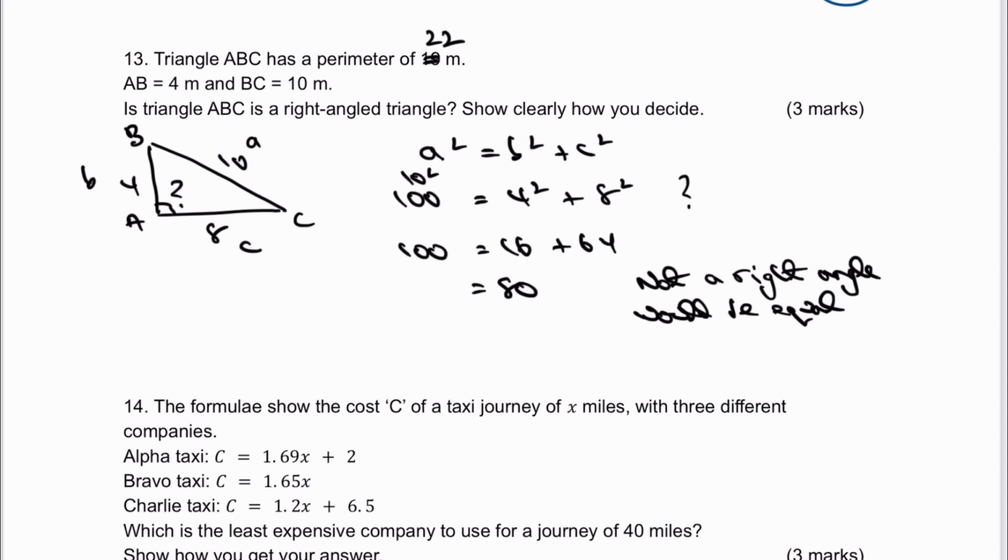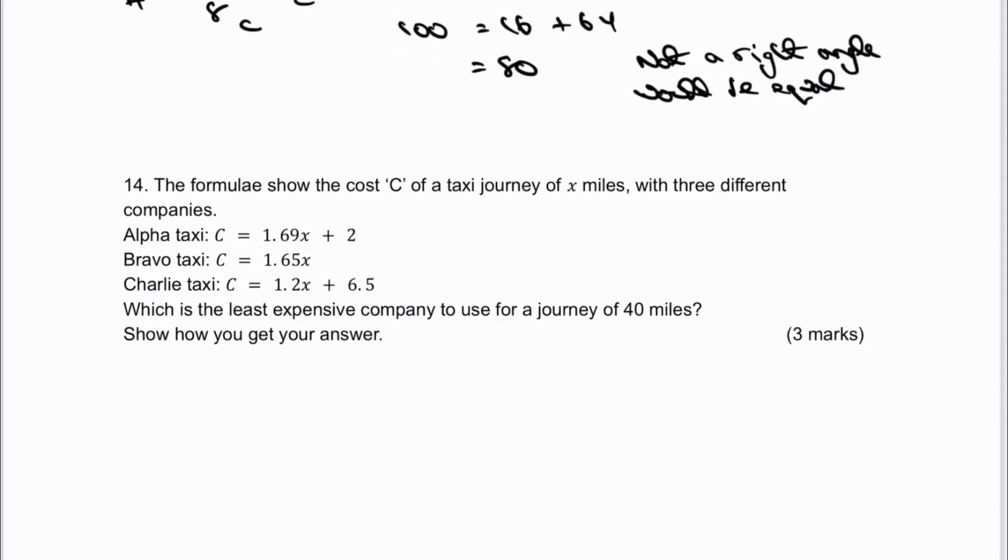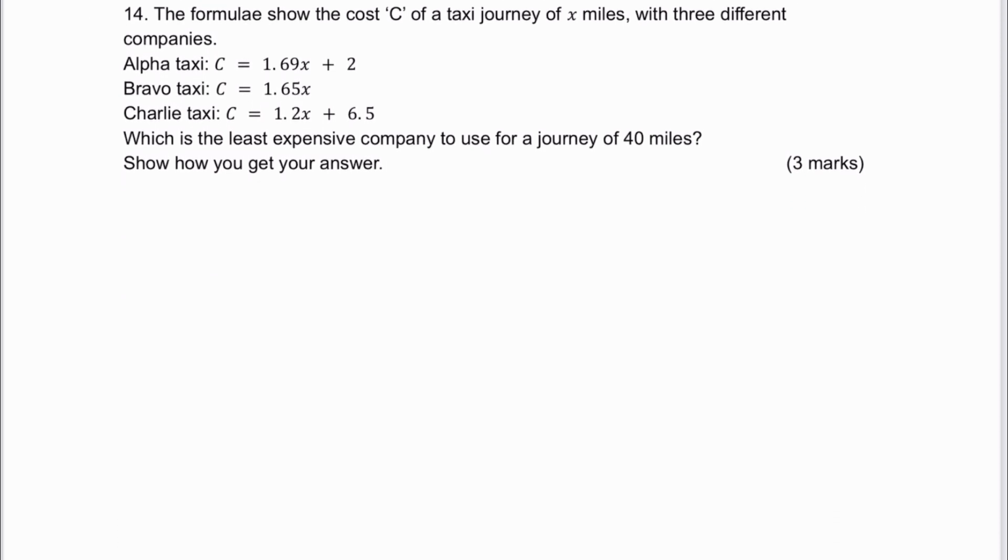Okay, let's look at the final question in this particular worksheet. So a formula shows the cost of a taxi journey of x miles with 3 different companies. So we've got Alpha, Bravo and Charlie. All we've got to do really is put 40 miles into the formulas. So let's have a look at Alpha. Alpha is going to equal 1.69 multiplied by 40 plus 2. And when you work that out, that's going to give you £69.60.